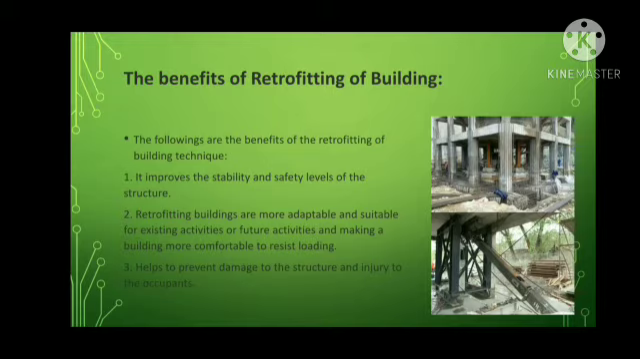The benefits of retrofitting of building. The following are benefits of the retrofitting of building technique.